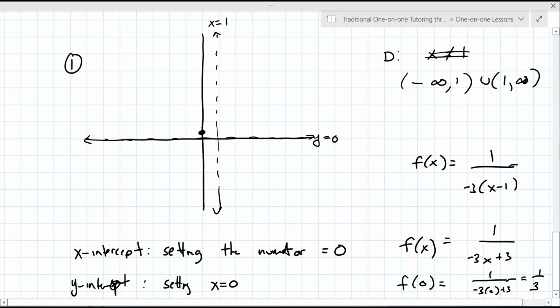Okay. Yeah, the coordinate would be 0, 1/3, right? Exactly. Okay. Now, from here, depending on your comfort level with rationals, you may be able to just draw it. If you're not sure, there's a couple of options here. One is to test points.